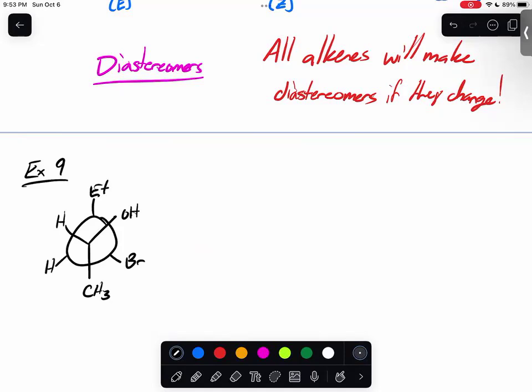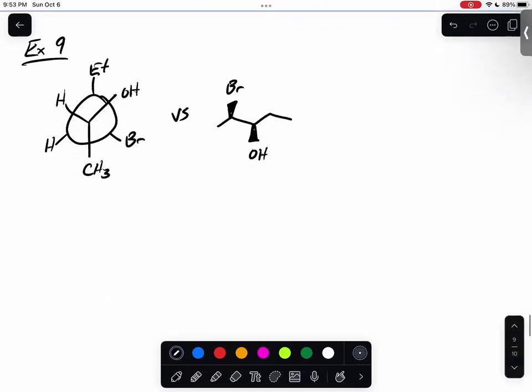All right, so we'll do that versus this structure here, which is just in bond line. So the first thing you're going to want to do here is, it's about impossible to figure out if these are the same or different, just given one of them's in a Newman projection. You could if you were very, very good at looking at Newman projections, converting them in your head very quickly. But the first thing that we're going to do here is convert to bond line. Everything is easier when you convert into bond line.